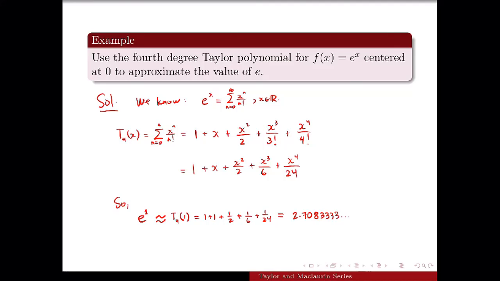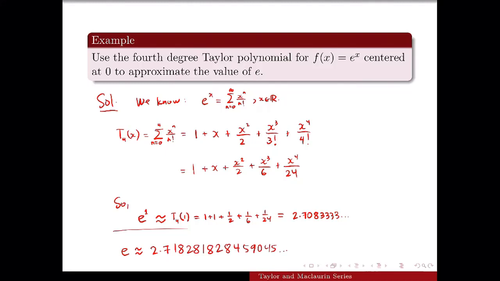Let us give some actual numbers of e. So e is approximately equal to 2.718281828459045. That's the best that my calculator can.